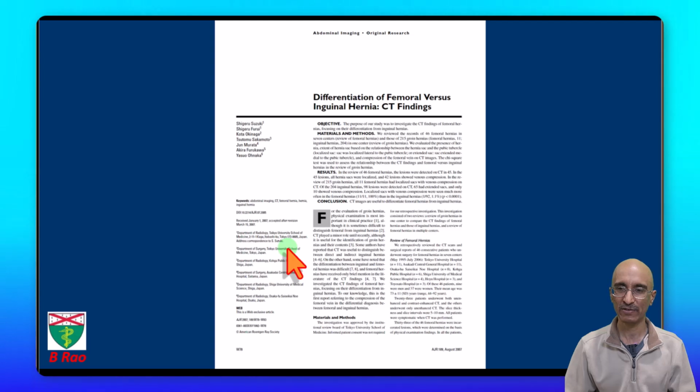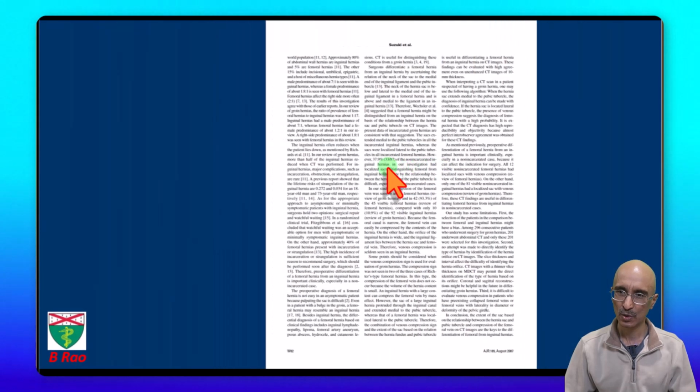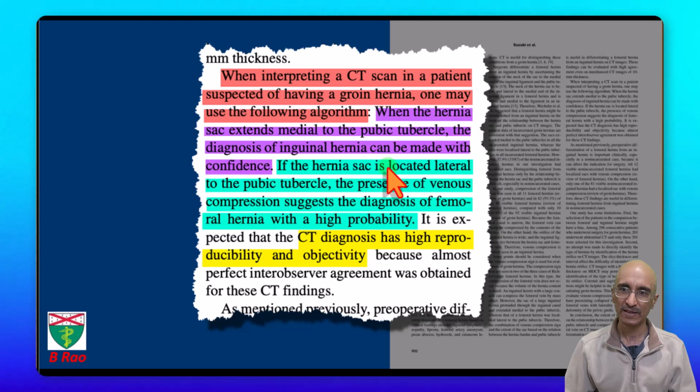This is an article which I read during my residency, and the findings described in this research article are still relevant. To quote from the article, when dealing with a groin hernia, we can use the following algorithm. When the hernial sac is medial to pubic tubercle, it is likely to be an inguinal hernia. If the hernial sac is located lateral to the pubic tubercle and in the setting of compression of the femoral vein, we can confidently make the diagnosis of femoral hernia with high probability. And the CT diagnosis of femoral hernia has very high reproducibility.